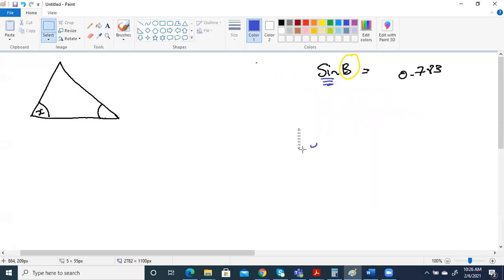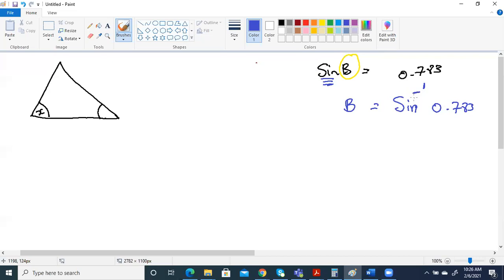Now that is when you have a number. With the sine and the cosine and the tangent, when you carry it across the equal sign, it becomes its inverse. Inverse is what we call the opposite of the sine. So it will be b equals sine to the negative 1 of 0.783.